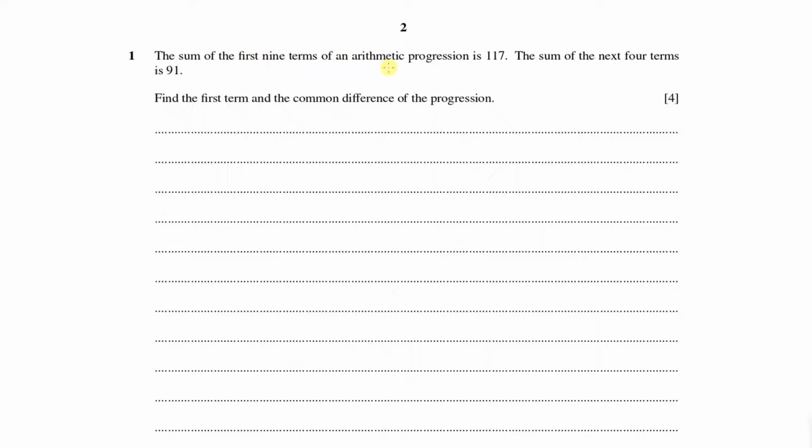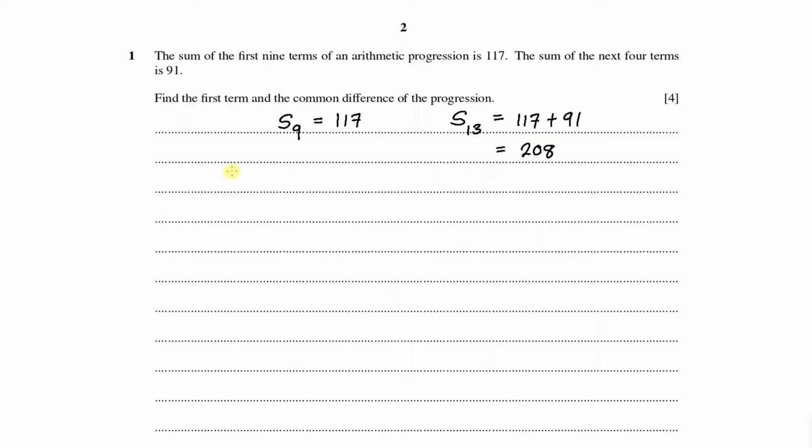So right here, the piece of information that we have is that the sum of the first 9 terms is equal to 117. So that sum to 9 is 117. We've also been given that the sum of the next 4 terms is 91. Now, if we add these 4 terms to the first 9 terms, we have 13 terms in total. So the sum to the first 13 terms should be 117 plus 91. So this is going to give us 208.